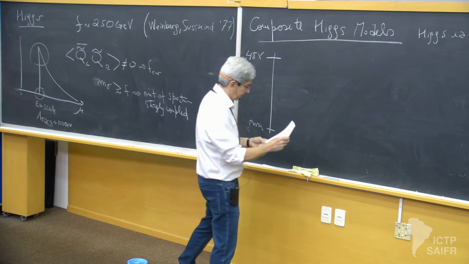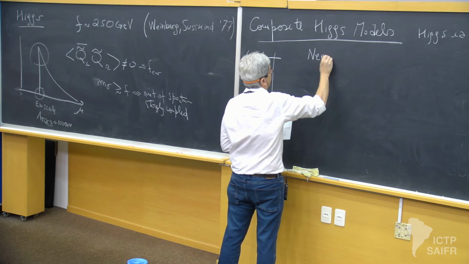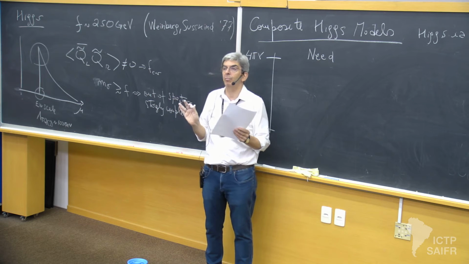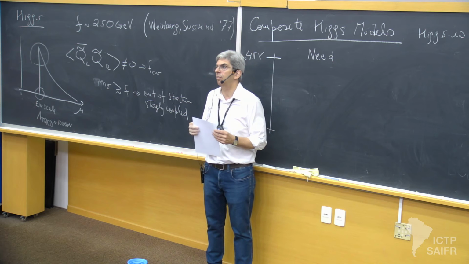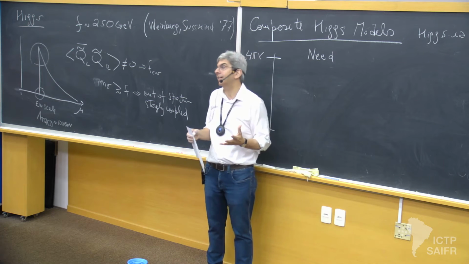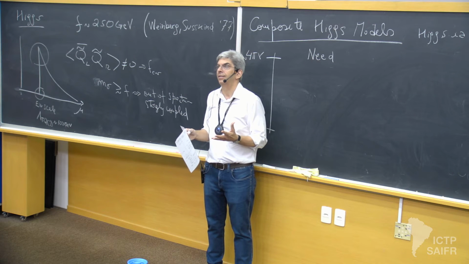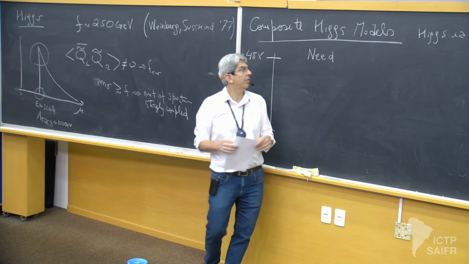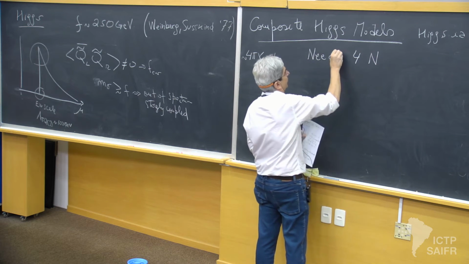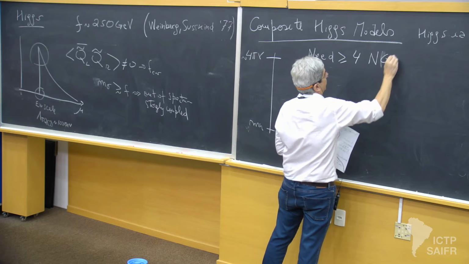So here is the way to do it. How many Nambu-Goldstone bosons do I need, minimum, just to make the Higgs? How many real scalar fields do I need to put together a Higgs doublet? 4, okay? So I need at least 4 Nambu-Goldstone bosons. The minimum is 4.